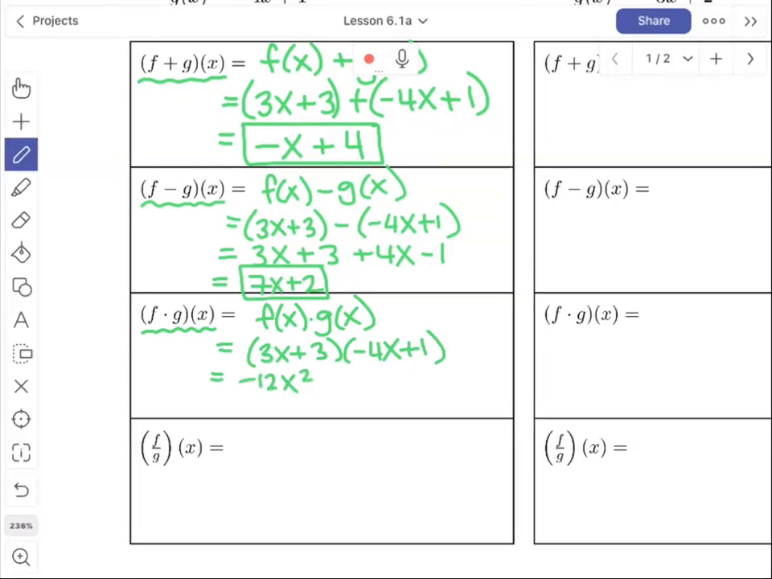Sorry, I'm trying to do this mentally. That's okay. Go ahead and do the outside. So 3x times 1, and then plus 3x minus 12x plus 3. Perfect. Okay, and simplify that. So then it's negative 12x squared minus 9x plus 3.